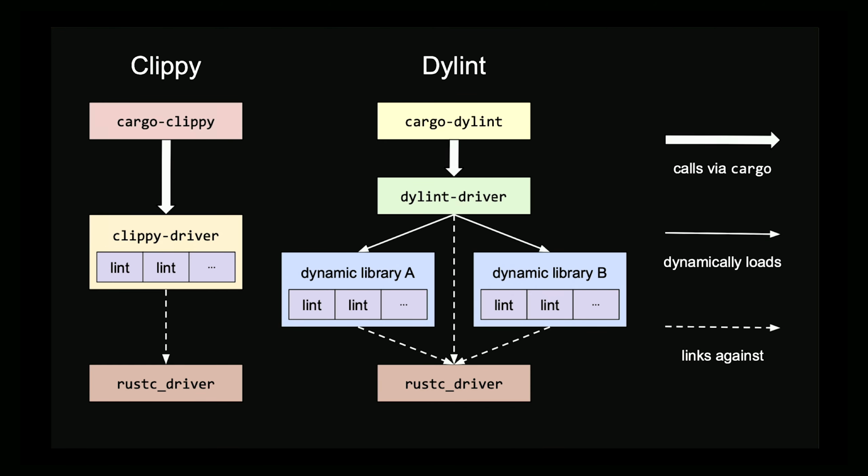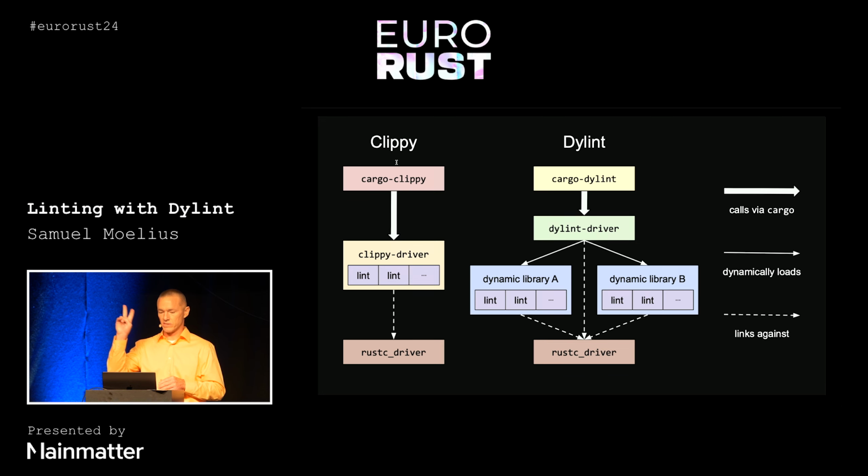So I want to say a little bit more about how the linting process works in a pictorial form. On the left side of the diagram here, you have Clippy, and in the center of the diagram here, you have Dylint. Okay, so first, Clippy is actually 2 binaries. There's the cargo Clippy command, and when you run that command, it actually runs a second binary, which is called Clippy driver. And Clippy driver you can think of as a wrapper around the Rust compiler. And the reason why I say that is because Clippy driver links against the shared library called rustc driver. And rustc driver is actually where all of the core Rust compiler logic lives.